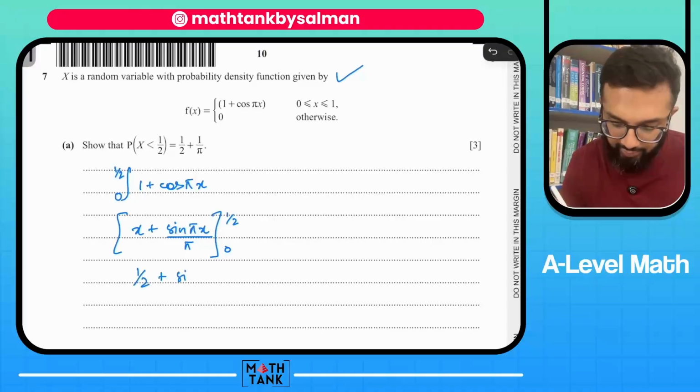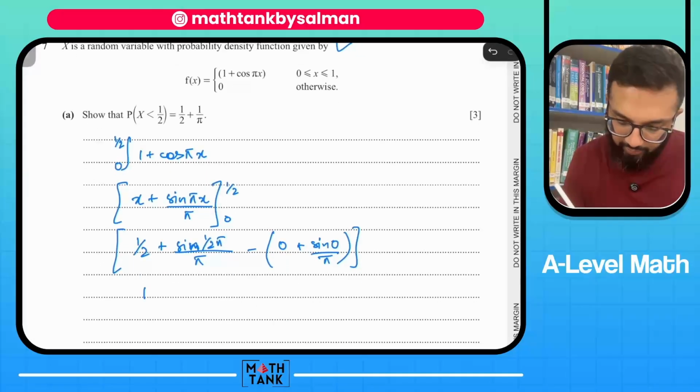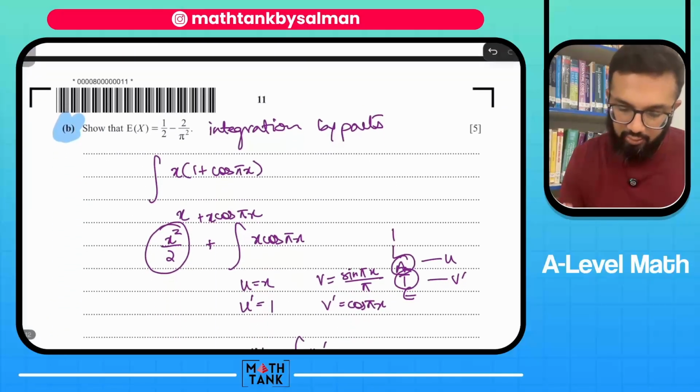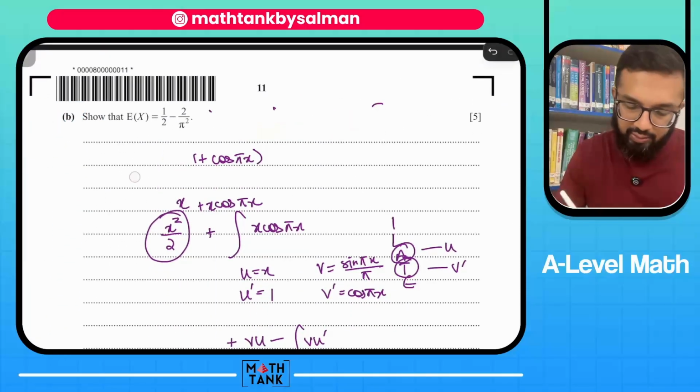Half plus sine half pi over pi, minus 0 plus sine of 0 over pi. So that gives me 1 over 2, that gives me 1 over pi, and then 0, 0. So 1 over 2 plus 1 over pi. Simple proof. Easy 3 marks. Then it's part B, that's tough.